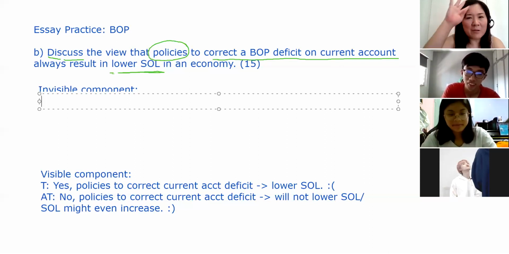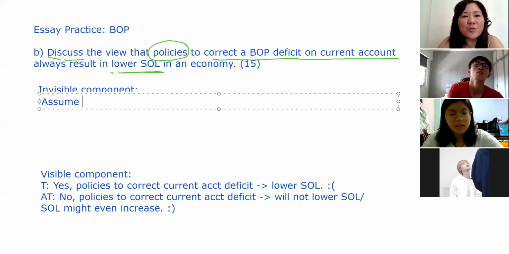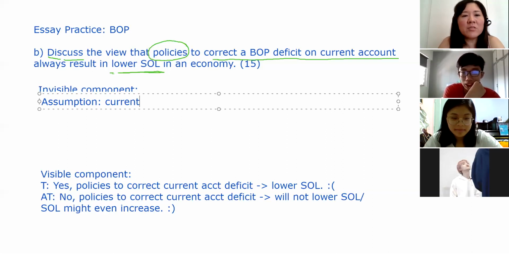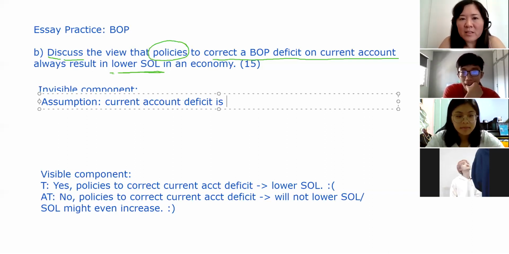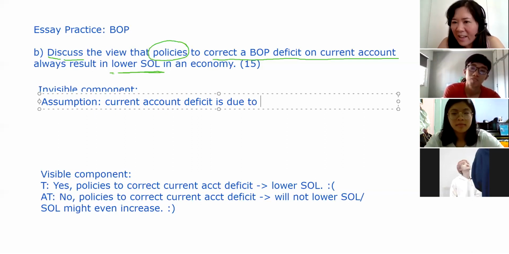Now, you have to make the assumption. What's the assumption? The assumption that the current account deficit, just now what did the student say? He said that X is lesser than M. What is this called? Net exports. What is this component called?